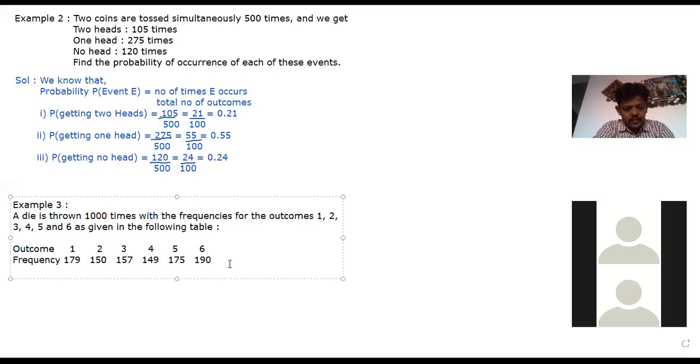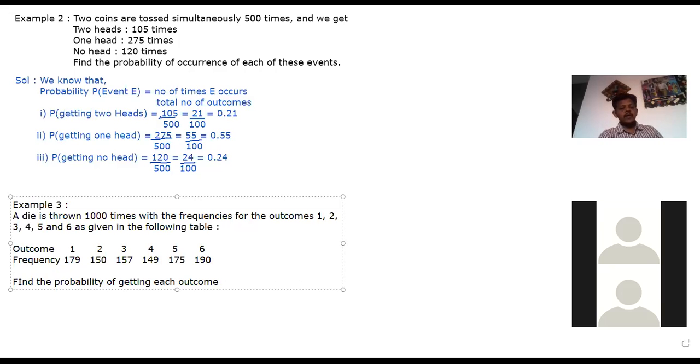Write the question. What is the question? Find the probability of getting each outcome. Find the probability of getting each outcome. Correct?